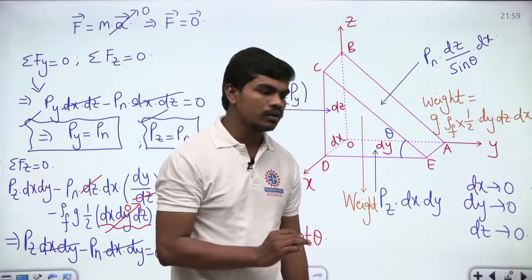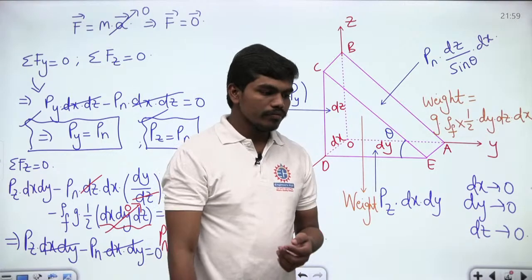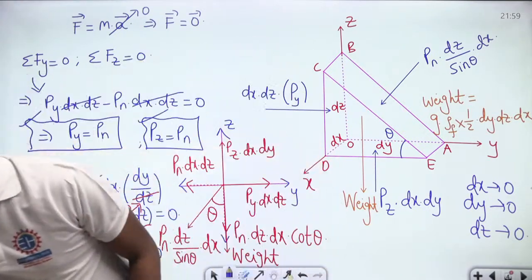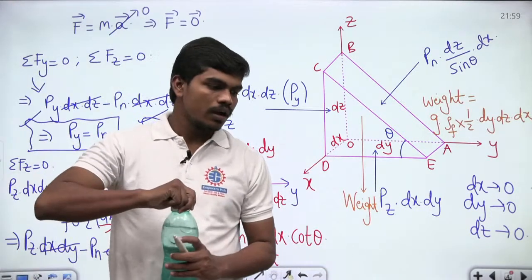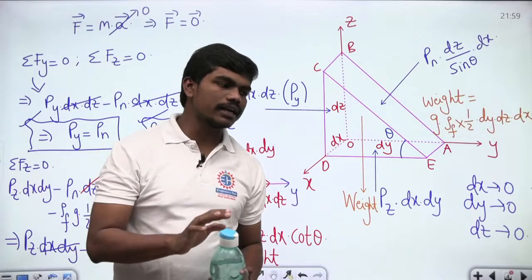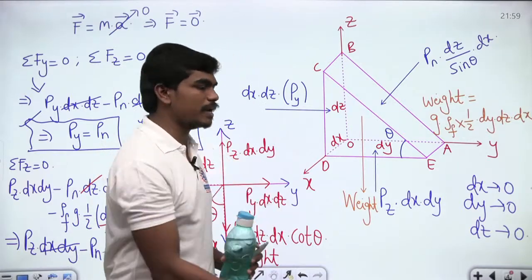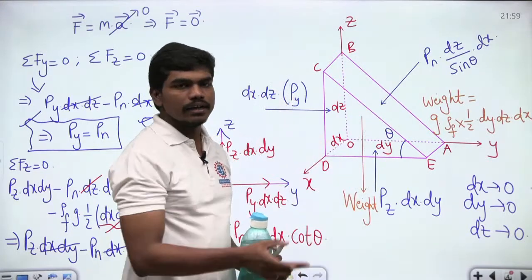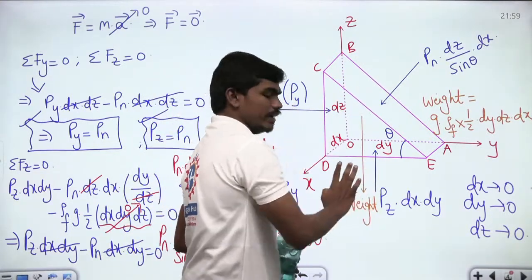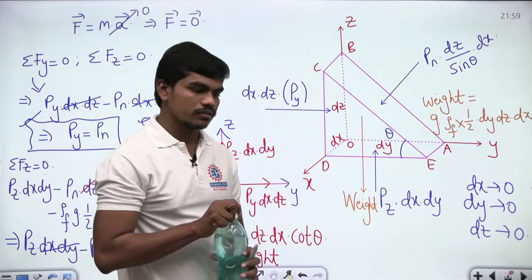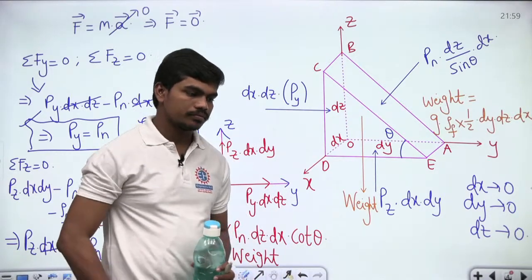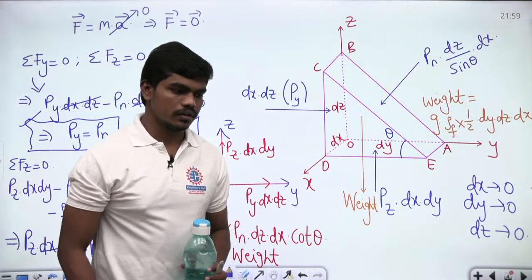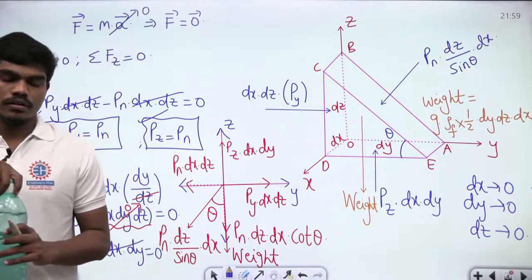Is that clear to all of you? Please do respond. Did you all understand that whatever the direction of this plane, whatever might be this theta, whatever the orientation of this plane, this Pn will always be equal to Py and Pz? Is that clear? Clear? Good.